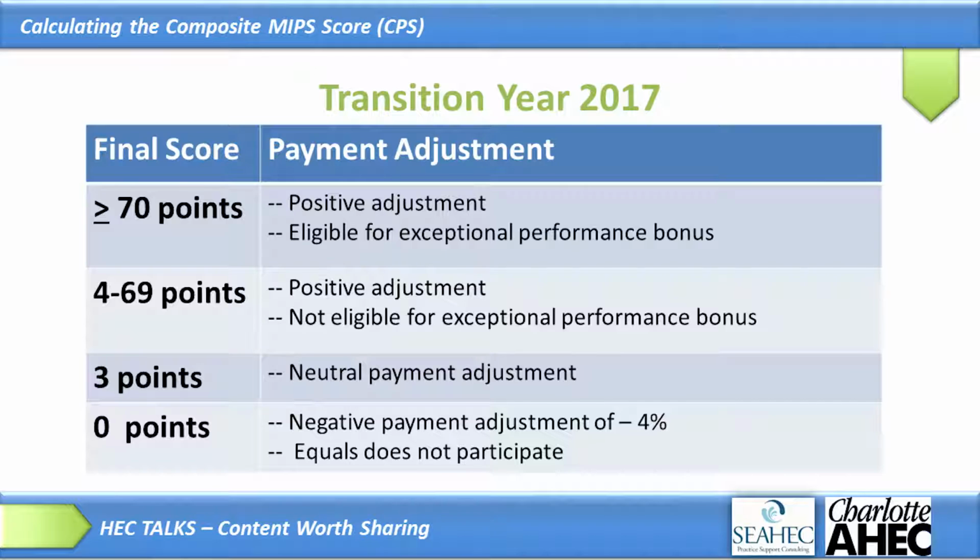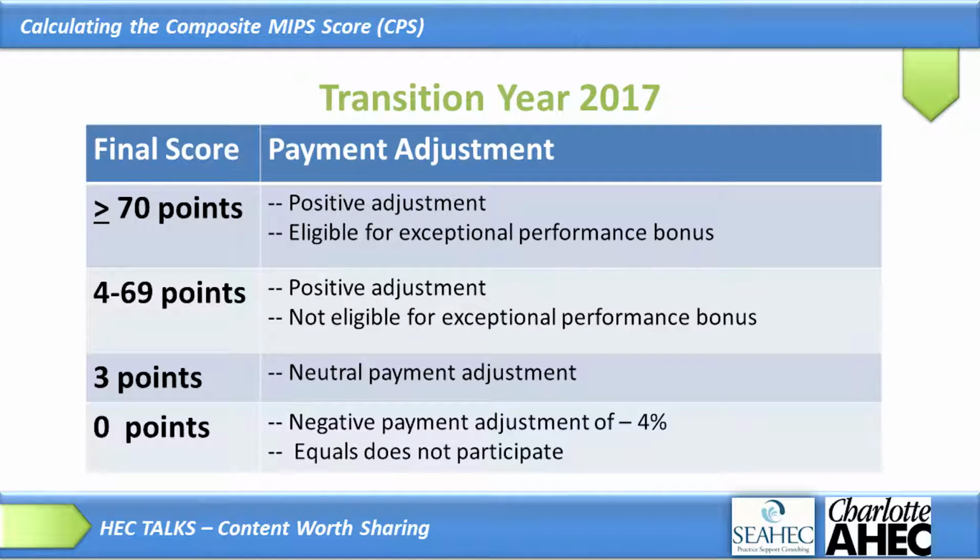What does that mean for the 2017 reporting year, and how will this affect the payment adjustment for 2019? Well, let me review with you. Referring to the chart, we can see that a final score greater than or equal to 70 points would result in a positive payment adjustment and the possibility of an exceptional performance bonus.